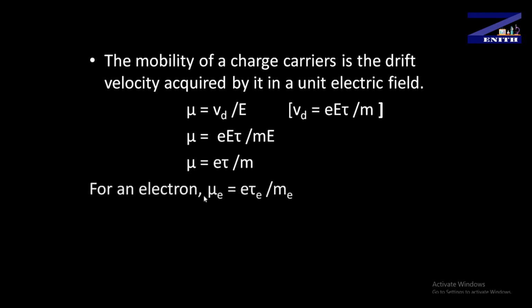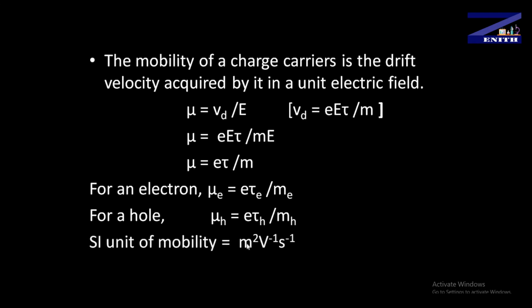For an electron, the mobility is denoted by mu e equals eτe upon me, and similarly for the holes, mu h is given by eτh upon mh, and the SI unit of mobility is meter square per volt per second. So that's all about the mobility of charge carriers. I think it's clear now.